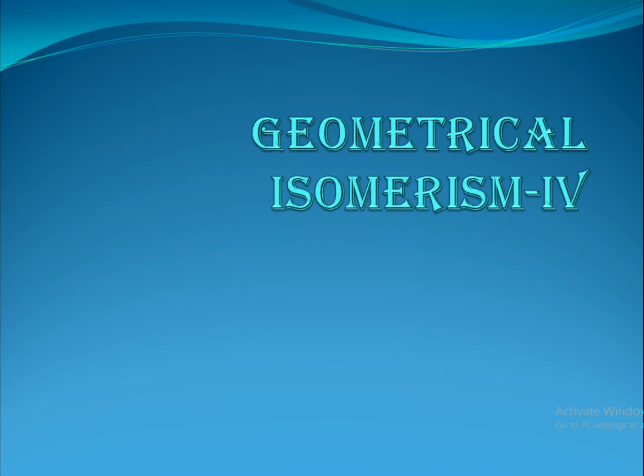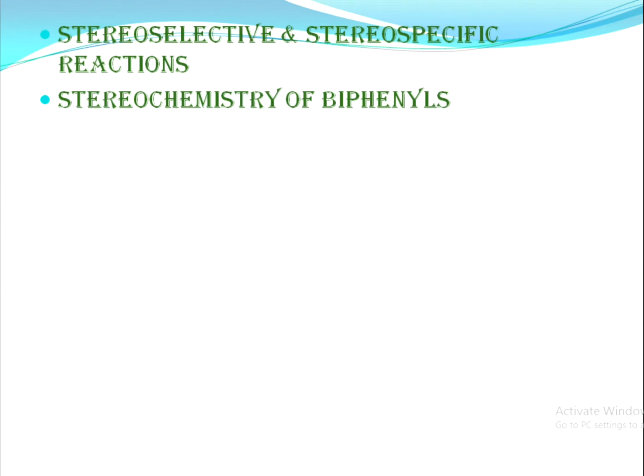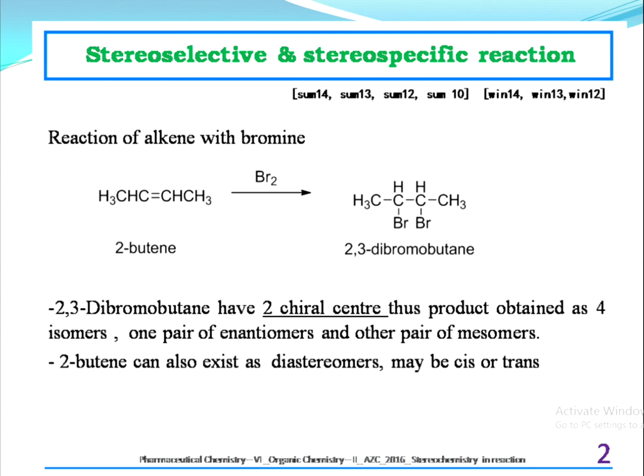Today we are going to learn some other topics in Geometrical Isomerism, that is Stereoselective and Stereospecific reactions, also the Stereochemistry of biphenyls. First one, Stereoselective and Stereospecific reaction. See, this is an example. We can start with an example. There is reaction of alkene with bromine.